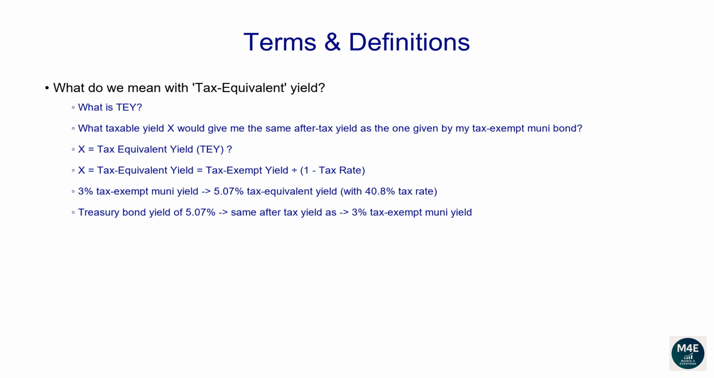The formula to compute the tax-equivalent yield is given by Muni tax-exempt yield divided by 1 minus tax rate. For example, if a Muni bond yields 3%, and you're in the 40.8% tax bracket, the tax-equivalent yield would be 3% divided by 1 minus 40.8%. And that's equal to 5.07%. So a taxable bond like a US Treasury would need to yield at least 5.07% to match the yield of a tax-exempt Muni bond, currently yielding 3%.